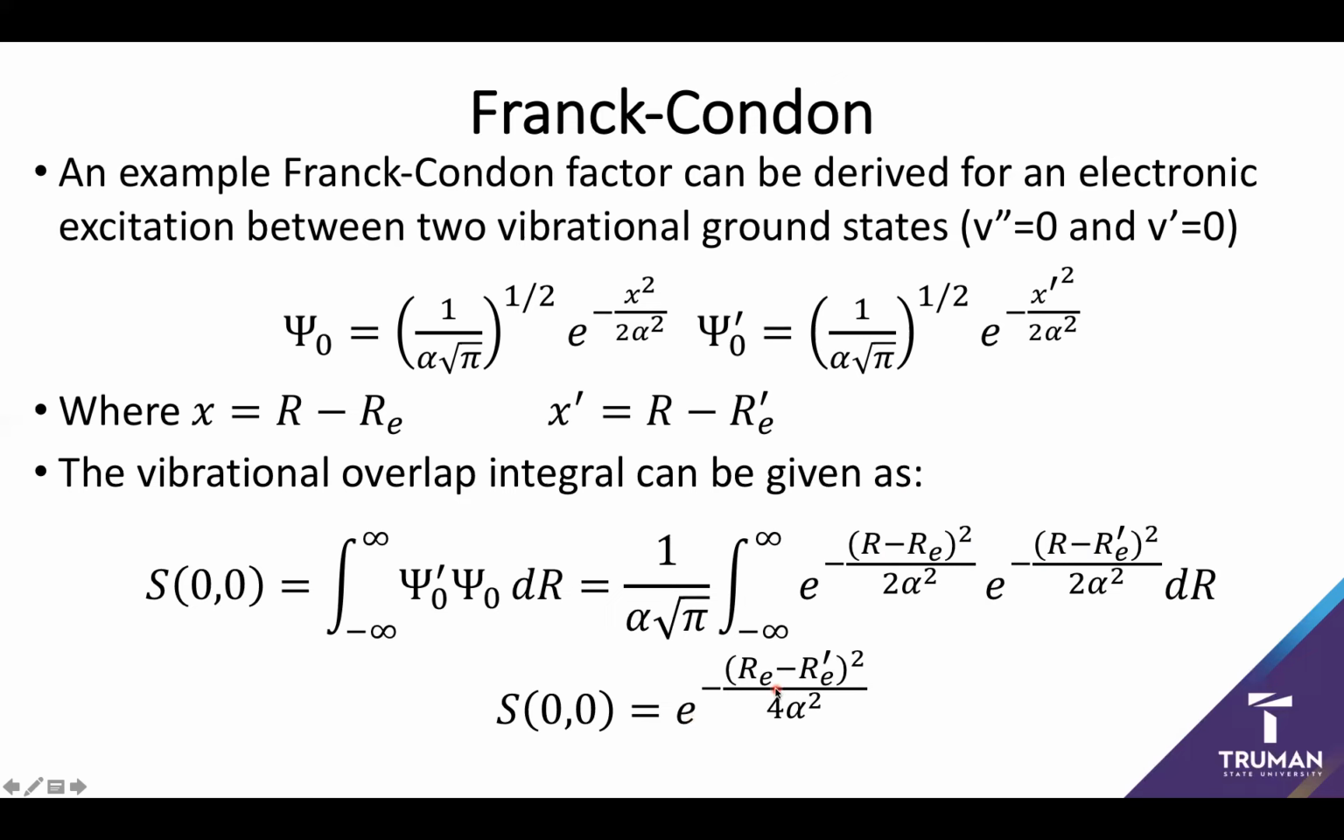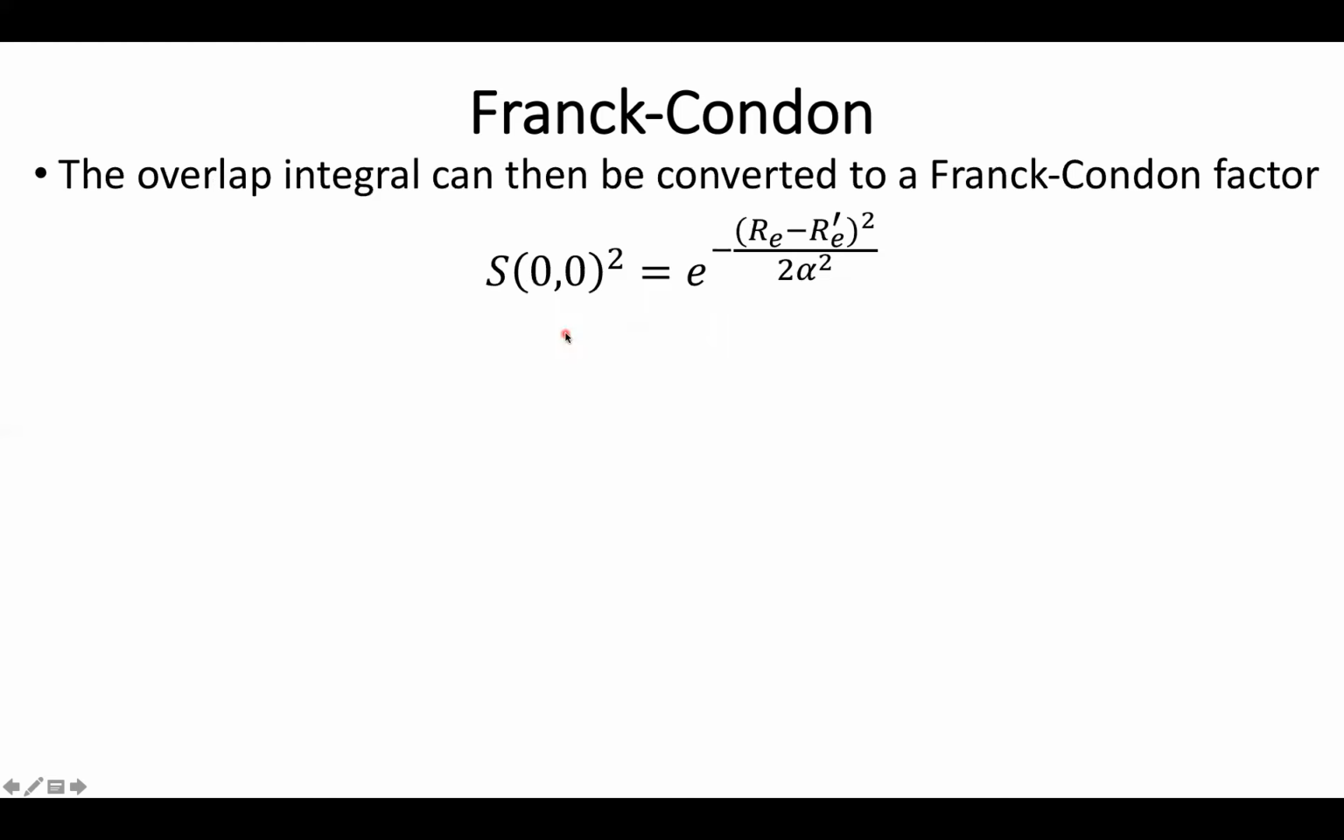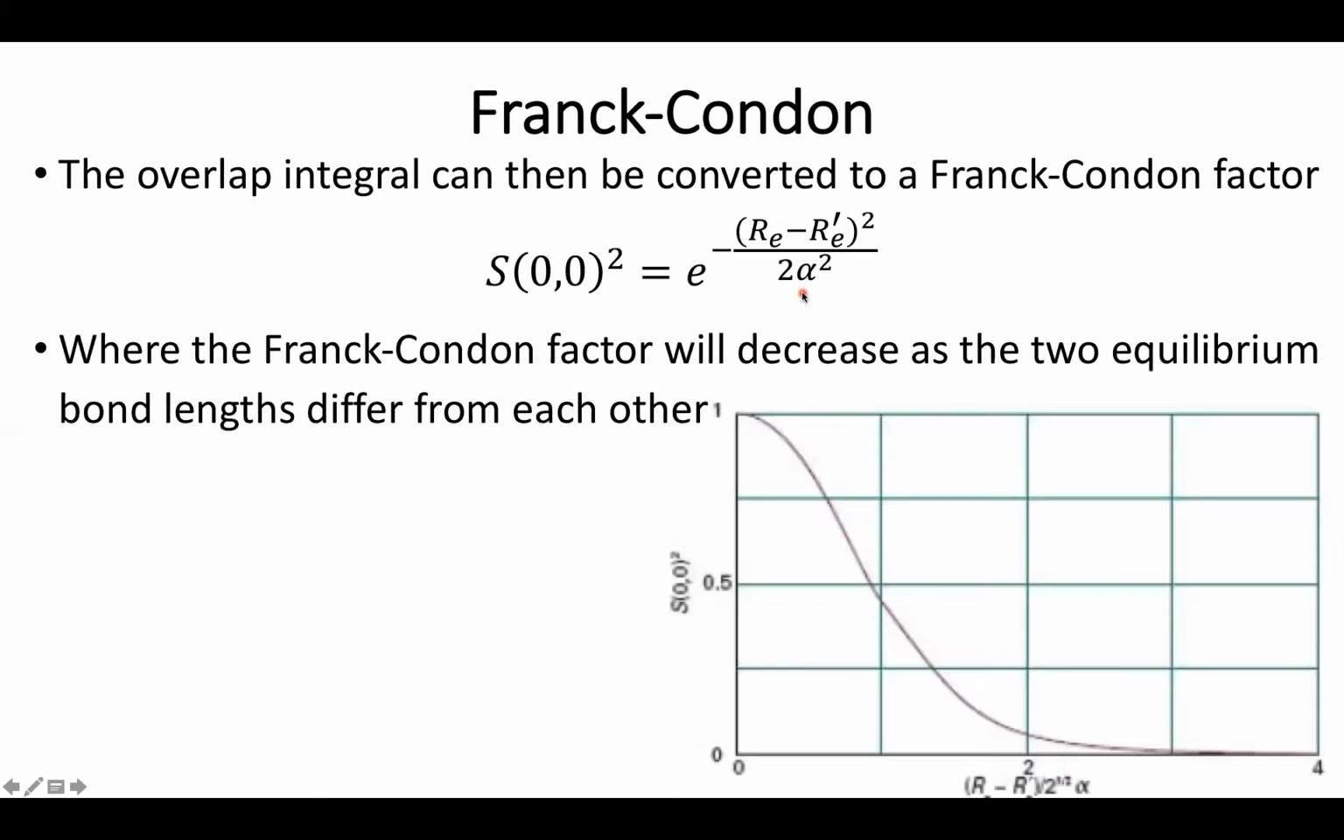And it is worth noting that this means that my Franck-Condon factor is going to have an exponential decay. So using the overlap, we can then square the function, which turns the 4 in the denominator to a 2 to produce a Franck-Condon factor. So this is going to be proportional to my signal intensity. And one of the important things that we're going to see here is that my Franck-Condon factor, and thus signal intensity, is going to decrease as my two equilibrium bond lengths get further and further apart.